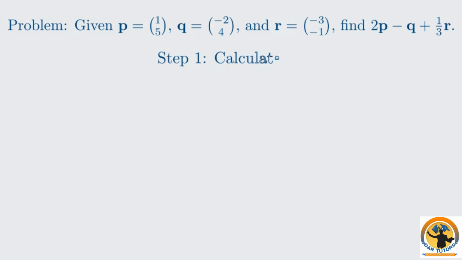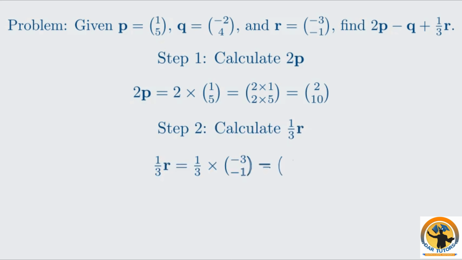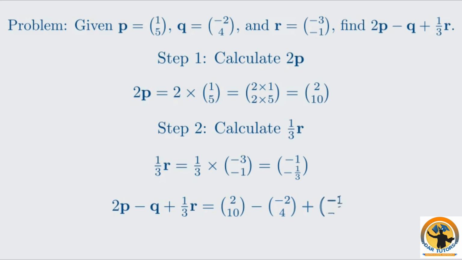First, let's calculate 2p. We multiply each component of p by 2. This gives us the vector 2, 10. Next, let's calculate 1/3 r. We multiply each component of r by 1/3. This gives us the vector minus 1, minus 1/3. Now we can substitute these results back into the original expression. Our expression becomes the vector 2, 10, minus the vector minus 2, 4, plus the vector minus 1, minus 1/3.